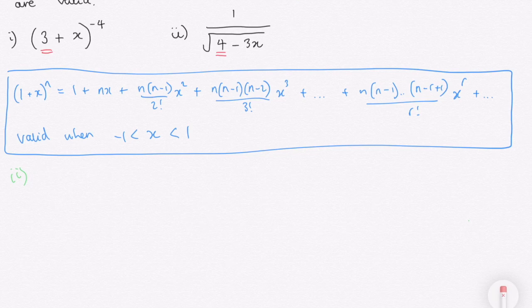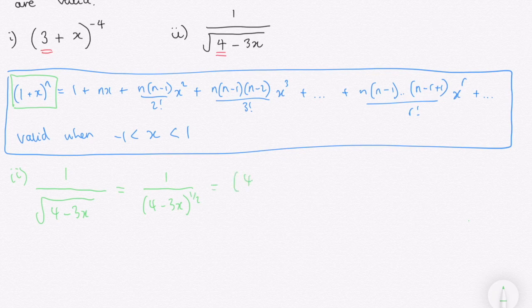Now let's look at the second example. And this looks a lot more complicated, but again, it's the same idea. We need to get something that looks like 1 plus x to the power of n. So if we have our 1 over the square root of 4 minus 3x, this is equal to 1 over 4 minus 3x to the half, which is 4 minus 3x to the negative a half.